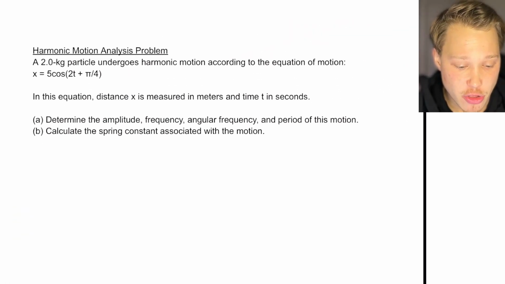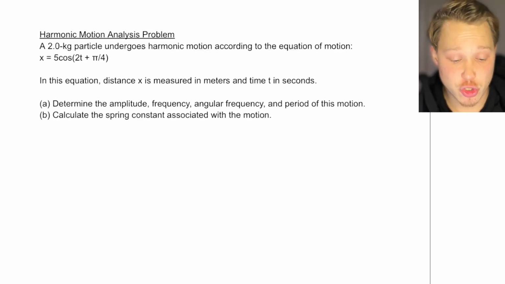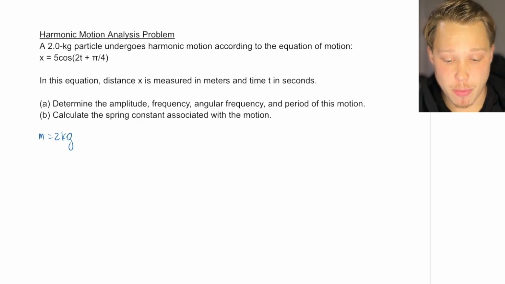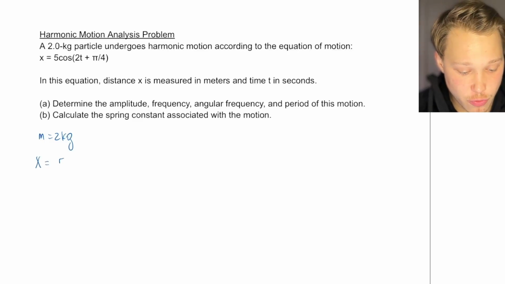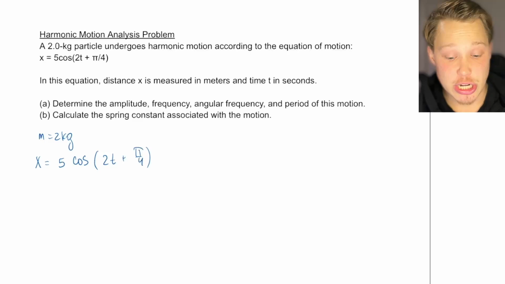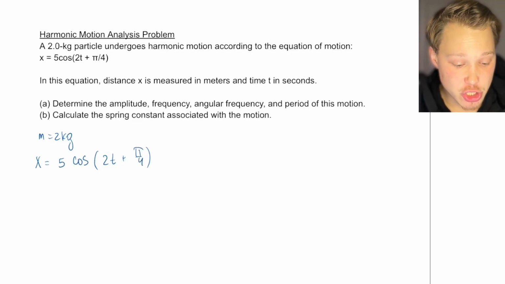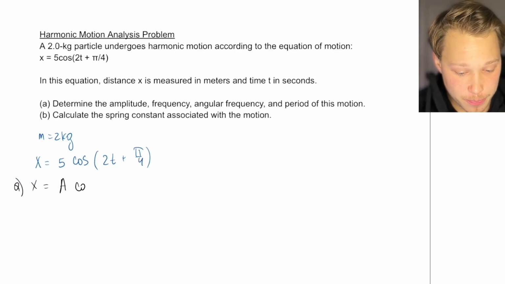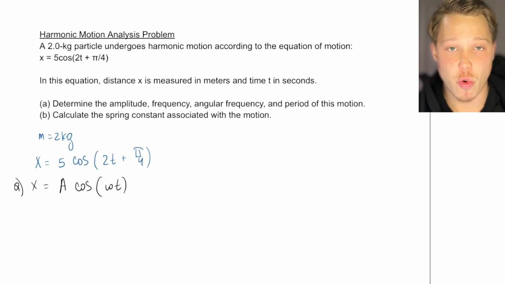So here we have another harmonic motion problem. We have now a 2 kilogram particle that is undergoing a simple harmonic motion according to this equation: 5 cosine of 2t plus pi over 4. In this equation, distance x is measured in meters and time t in seconds. Determine the amplitude, just like before. Here's the formula that we have from our equation sheet for position x at a time t. I want you to think, what is the amplitude of this motion?